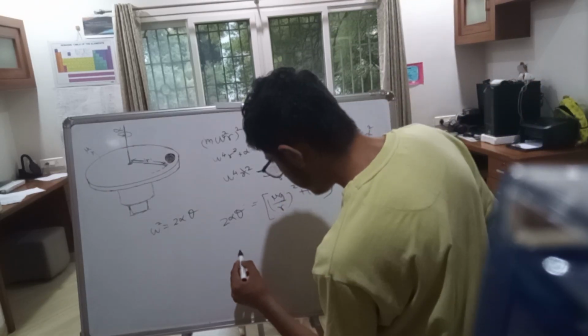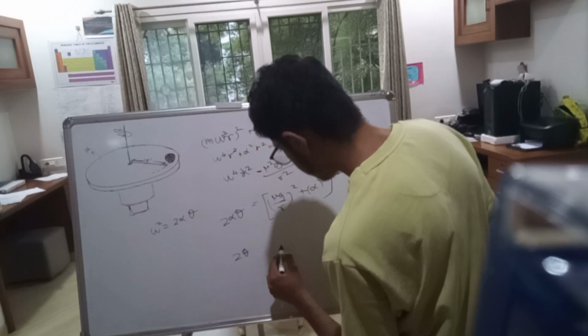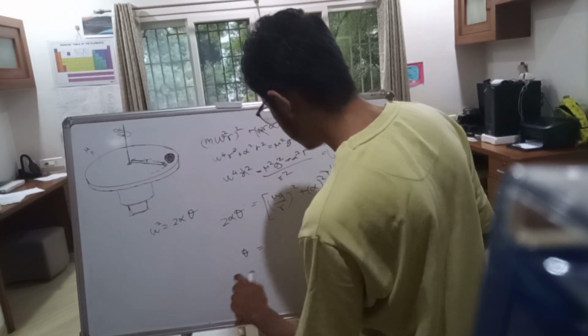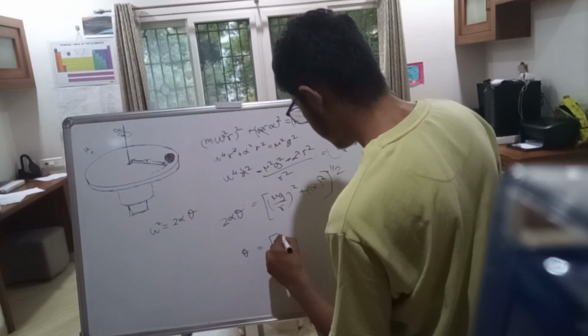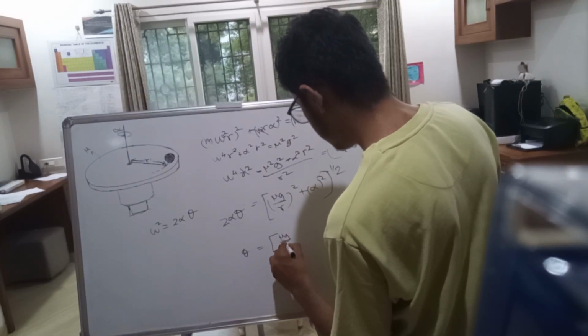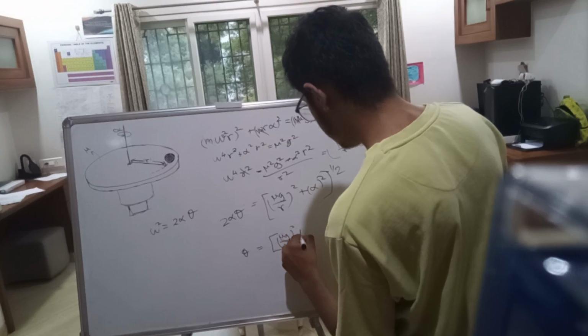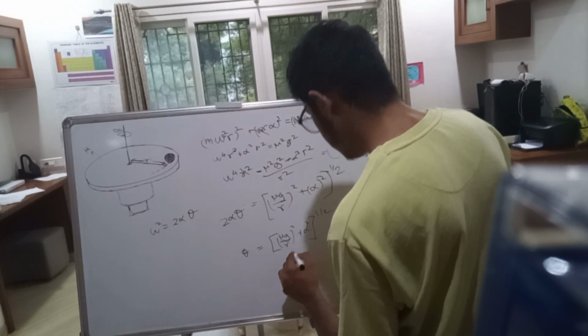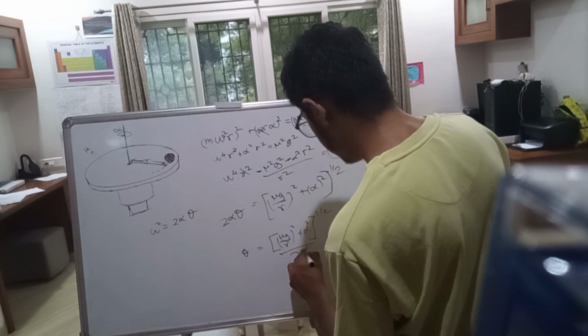Now, I will find 2 theta equal to, no, let me find theta even. Theta is equal to ((mu g by r) whole square plus alpha square) power 1 by 2 divided by 2 alpha.